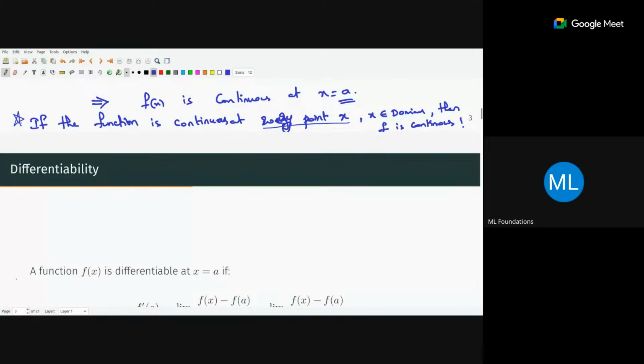So one thing is continuity. This continuity tells us whether the function is continuous throughout the domain or not. So this is one property.